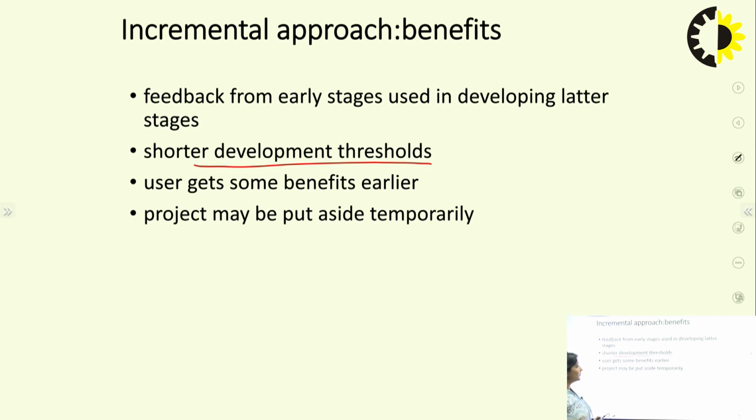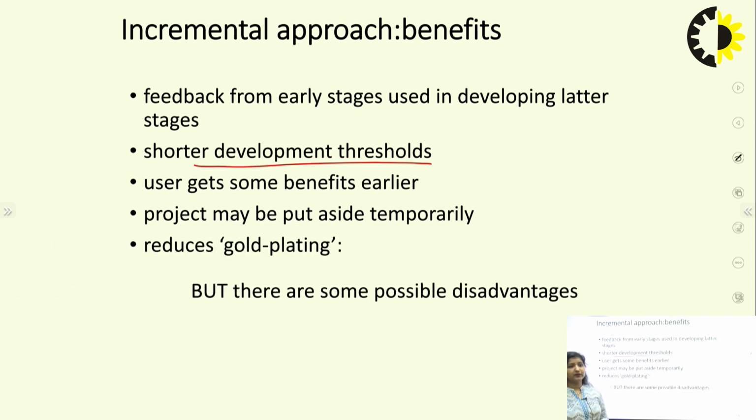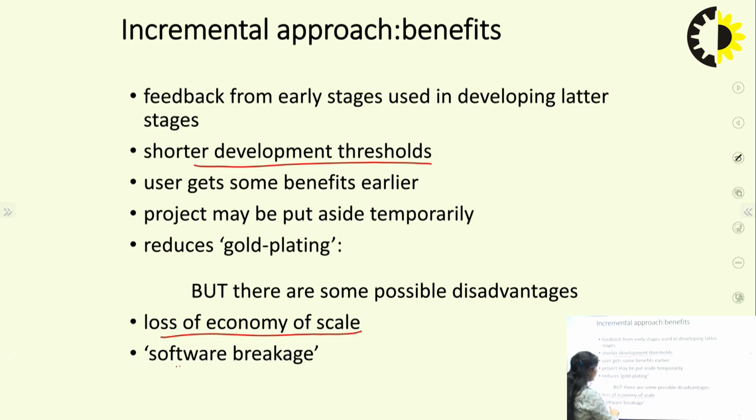Next, the project may be put aside temporarily. Suppose I have developed two modules which were required by the user urgently, then I can shift my site from one project to another project. Temporarily the project can also be shut down, since the two modules were there and the client is able to do its work completely. So that is another advantage. It reduces gold plating. But there are some possible disadvantages as well. The first one is the loss of economy of scale, and along with it there is software breakage. Why is there software breakage? Because we have shorter thresholds and the software can be put aside temporarily as well. So this is an advantage as well as a disadvantage.